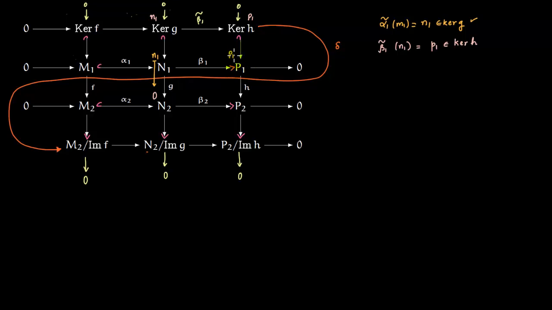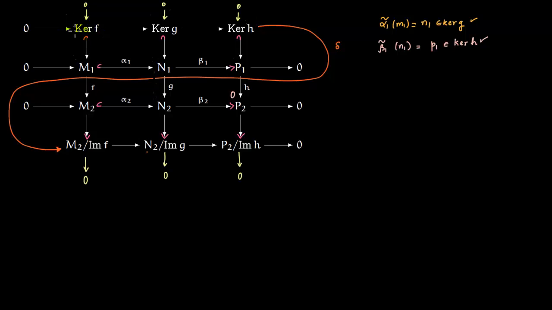But this p1 will also get mapped to 0 because n1 goes to 0 and this goes to 0 right here. So n1 to 0 and 0 to 0. Now n1 to p1 and then p1 to 0. So commutativity of this square would ensure that this p1 gets mapped to 0. So that means p1 lies in the kernel of h, so you can lift p1 up right here. So this is also done.